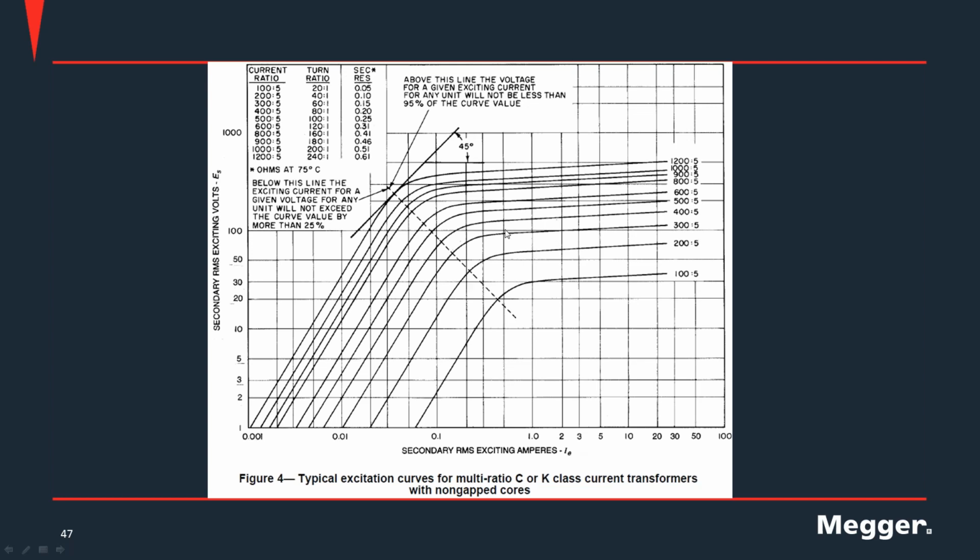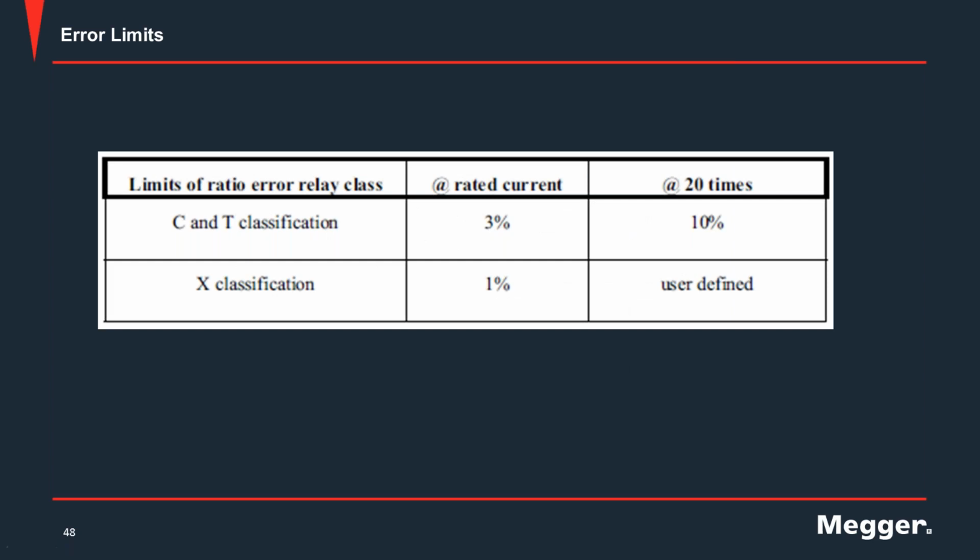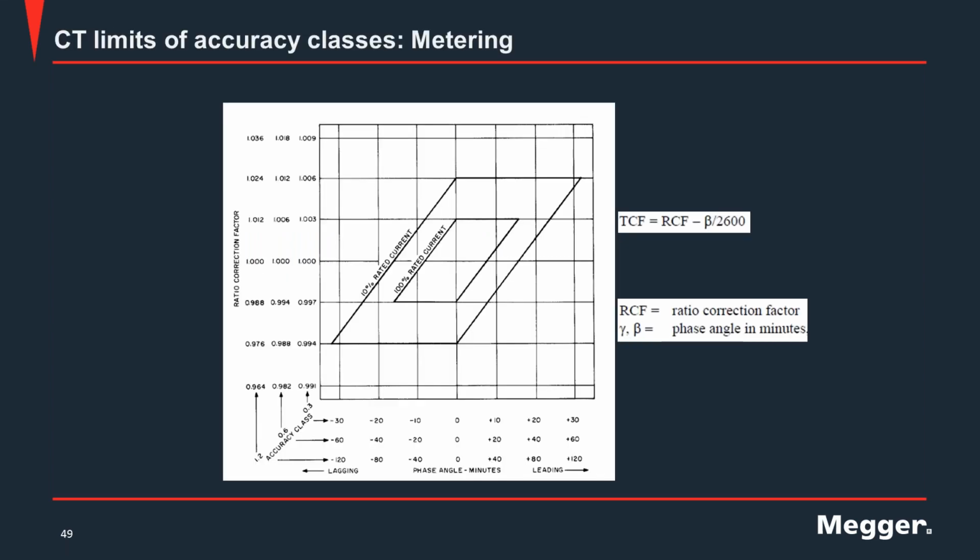So as you go to high voltage, and when you are above this line, then your CT is no longer accurate, because you are having higher excitation current, as you can see in this table here. And these are just some examples of the error limits for class C and T classification. At rated current it should be 3%, and at 20 times it should be 10%. So this is just an example.